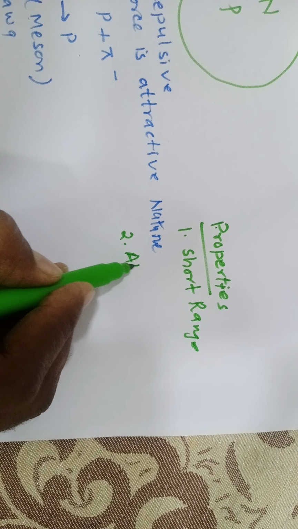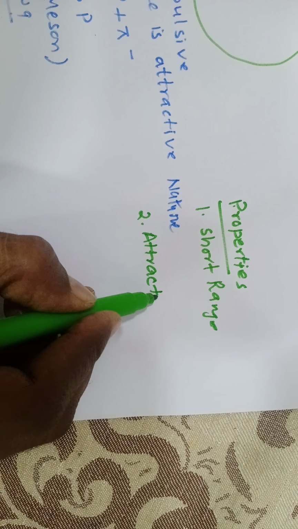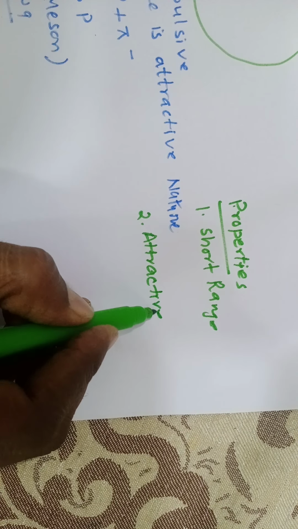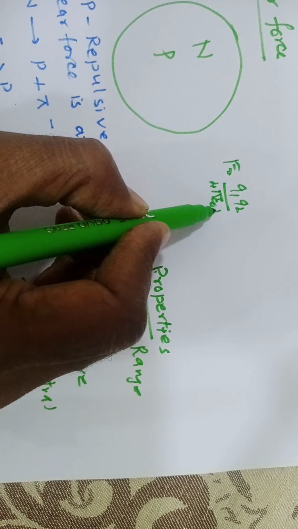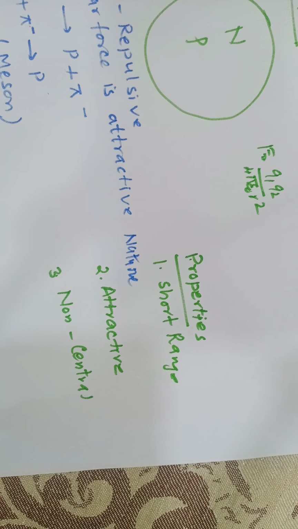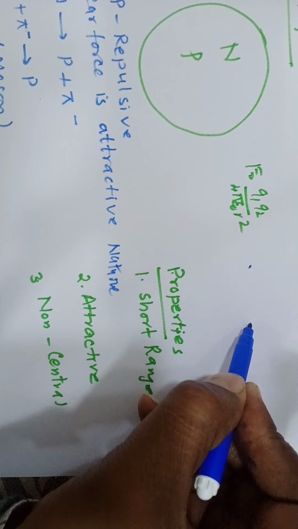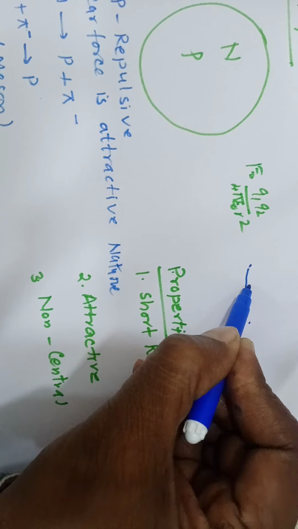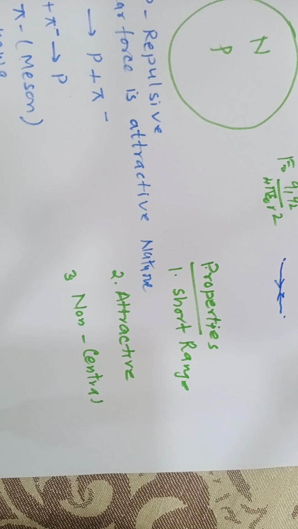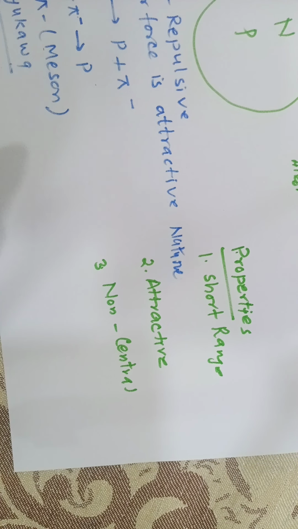Second, it is attractive in nature, and it is a non-central force. This means that the electrostatic force between charged particles, q1 q2 over 4 pi epsilon 0 r square, is sometimes attractive and sometimes repulsive, and acts along the line. The gravitational force also acts along the line, which is why it is called a central force. The nuclear force is a non-central force, and it acts in any direction.